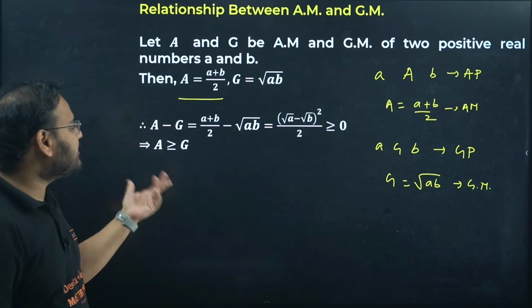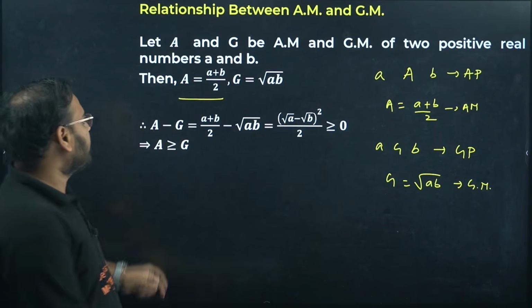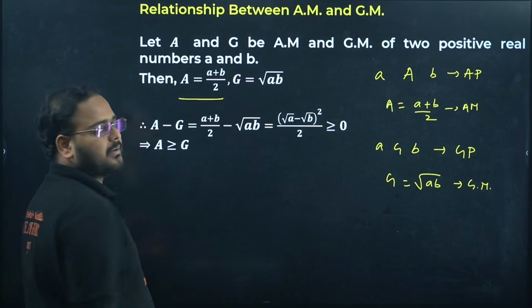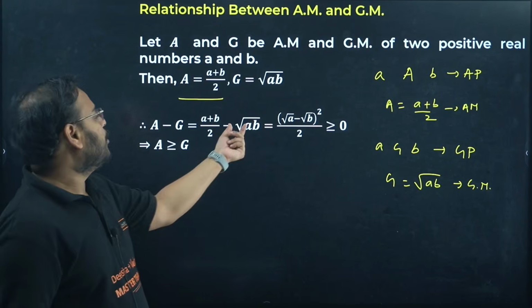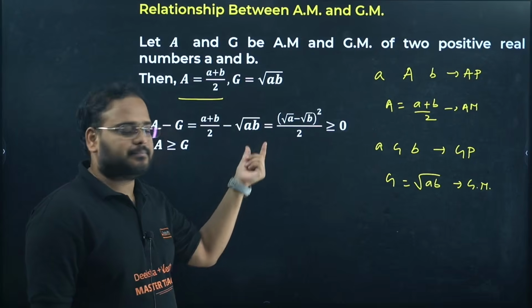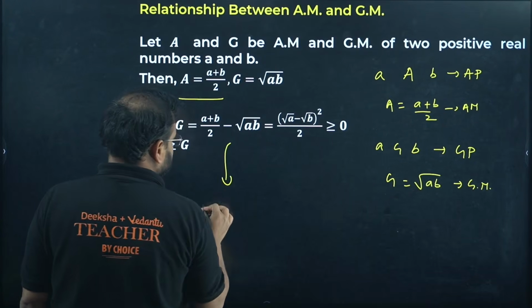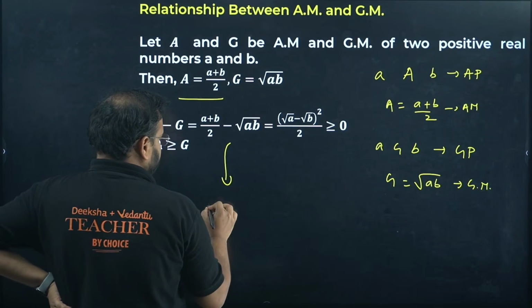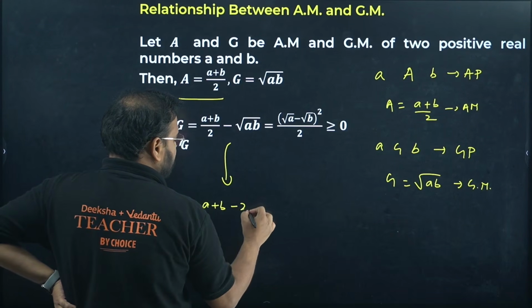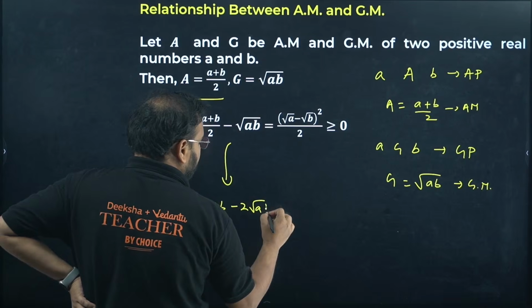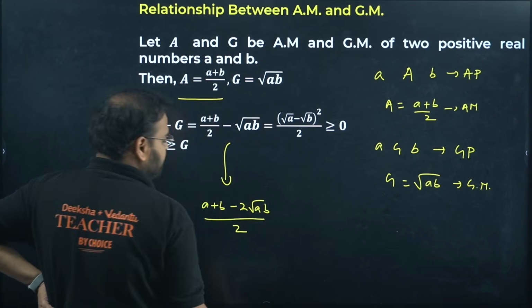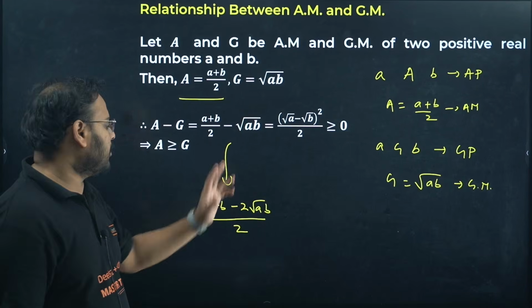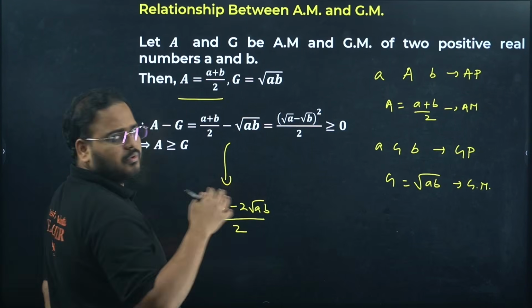To understand the relation between them, we took the subtraction. So what are you going to get? (A plus B) by 2 minus root of AB. Can you simplify this as a whole square? Please think about it. Root AB is there. Take the LCM over here. So you'll get (A plus B minus 2 root of AB) divided by 2. Have I done something wrong? No, I just took the LCM and got the result in product form, making the equivalent fraction.